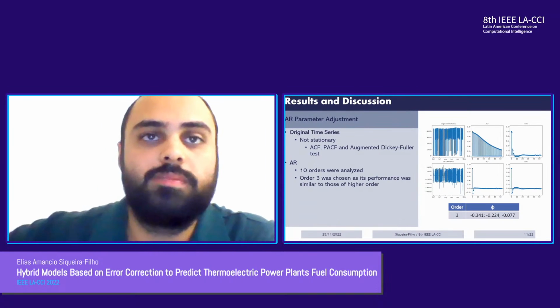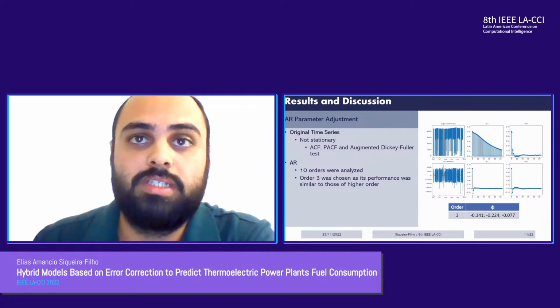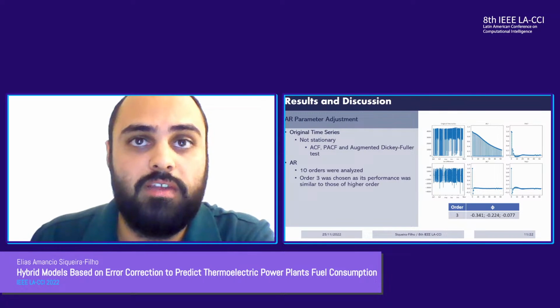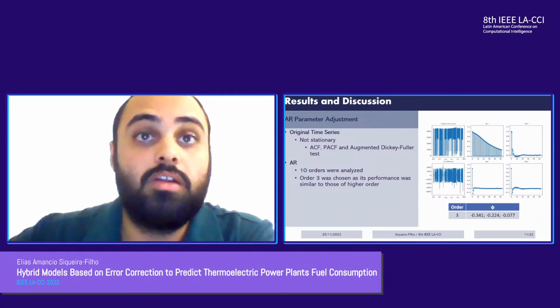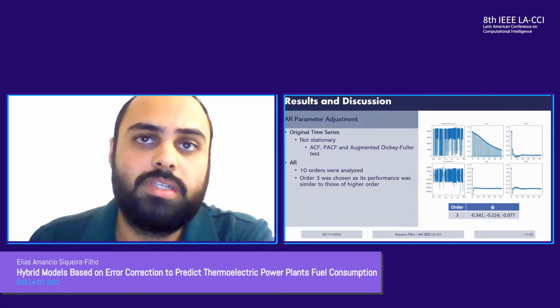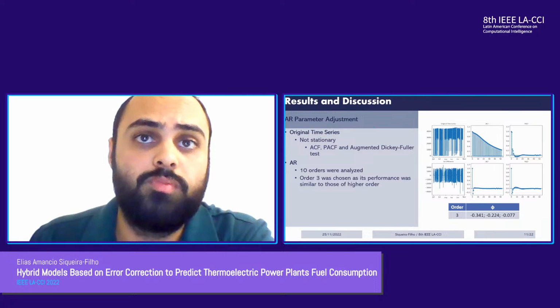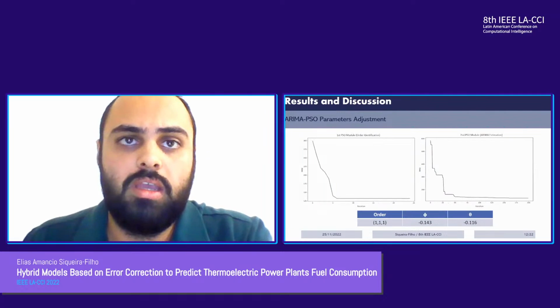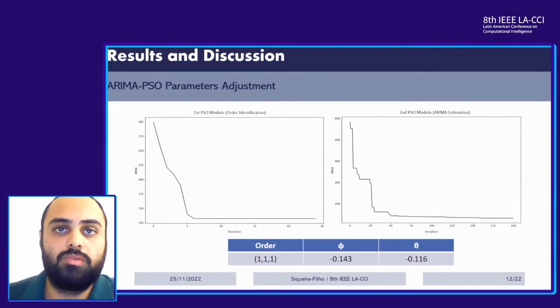Our parameter adjustment. It was observed that the analyzed time series was not stationary according to the autocorrelation function and ADF test analysis. So it was first differentiated. 10 orders were analyzed to define the best model arrangement. And from this analysis, order 3 was chosen because there was no significant improvement with higher orders. The ARIMA estimated by PSO modules determined autoregressive and moving average orders as 1.